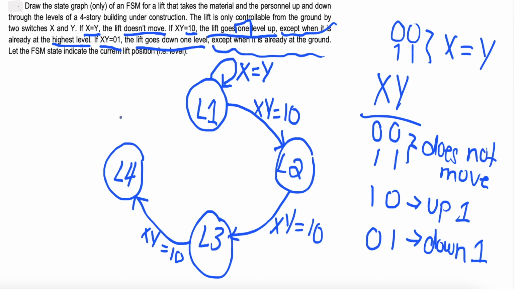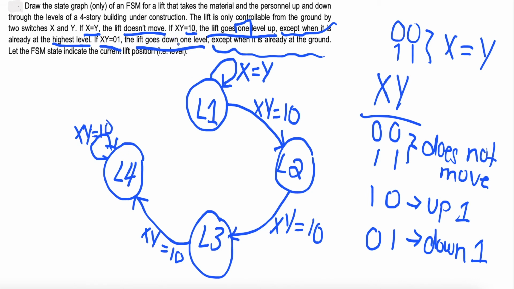When xy is equal to 1, 0 at level 4, the lift stays at the same position. Okay? Because it doesn't specify that when it's xy at 1, 0 at the highest level that it goes down. So we just have to assume that it stays at the same level.